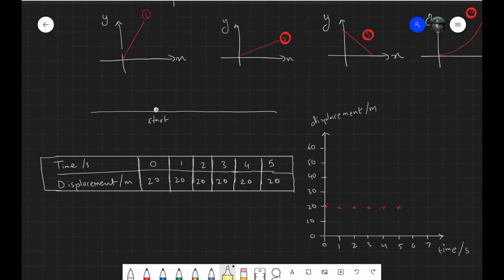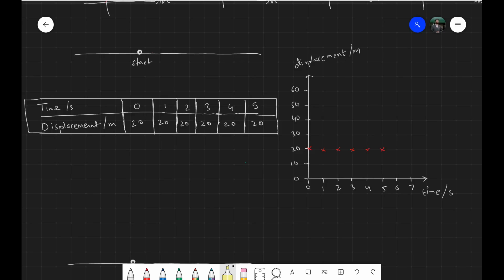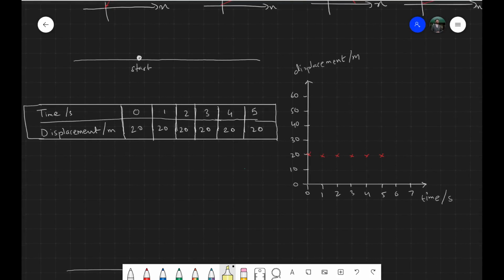So now we understand what gradient is. We can actually look at some graphs, and here's some data in the table, and what it shows us is that a car actually is at 20 meters from some starting point. So let me just draw our car.